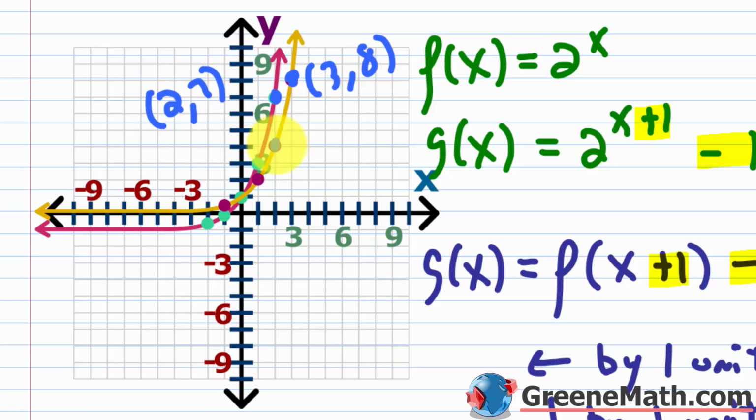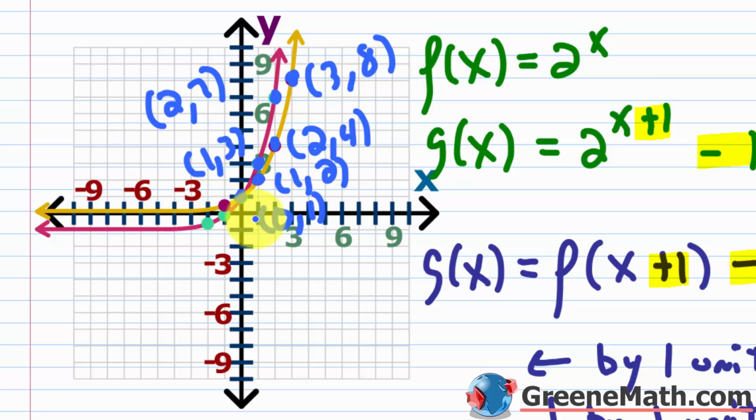Then if I take this point right here, which is 2, 4, again, if I shift it, it goes 1 unit to the left and 1 unit down to get me right there. And so that is going to be 1, 3. Then if I take this point right here, which is 1, 2, again, if I shift this 1 unit to the left and 1 unit down, it ends up being what? 0, 1.